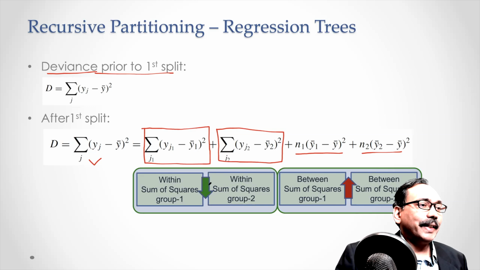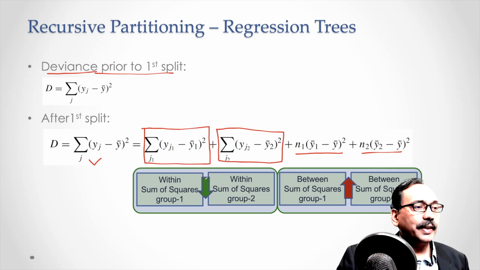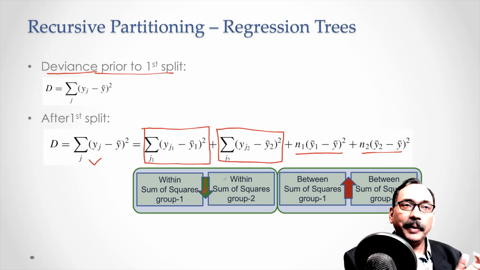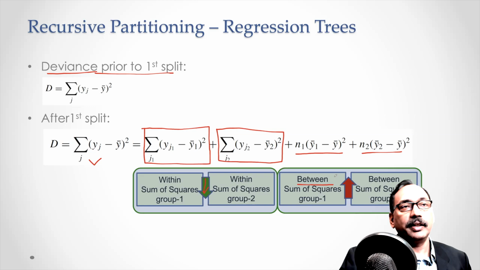So the idea is that this recursive partitioning has to progress in such a way that you reduce within sum of squares. You want to make each group more homogeneous in terms of house prices. Houses which have prices close to each other should be in one group, and in the other group again the prices could be close to each other. So you want to minimize within sum of squares but maximize between sum of squares.